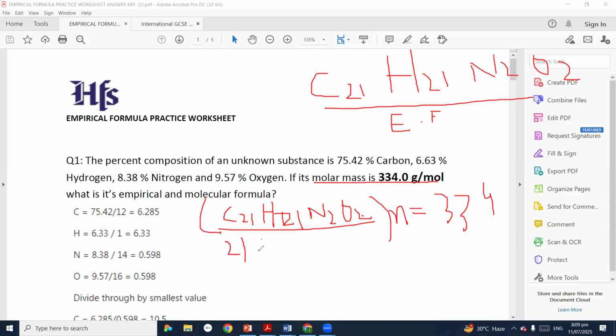21 multiply 12, then 21, then 14 multiply 2, and then 16 multiply 2 is equal to my molar mass, 3N. I will write down n here, 334. So let's see what is the value directly.